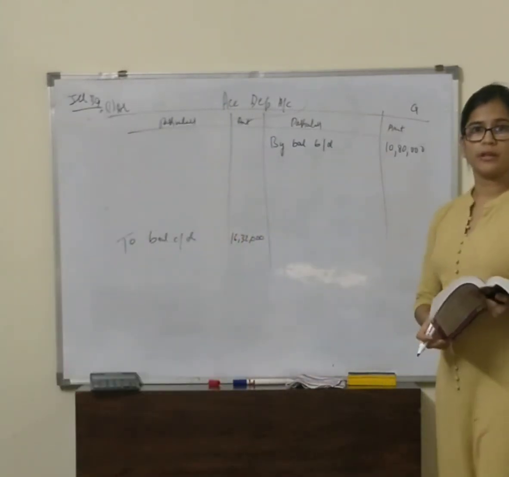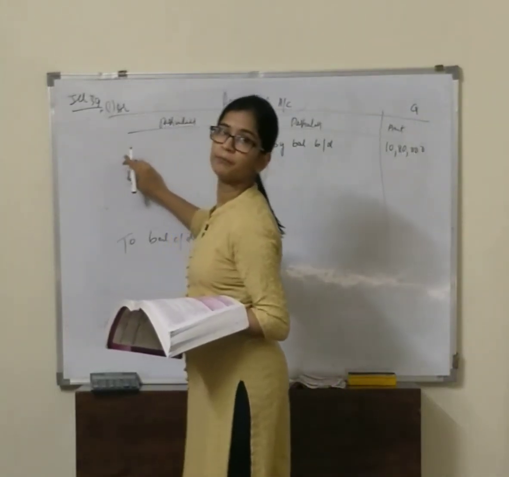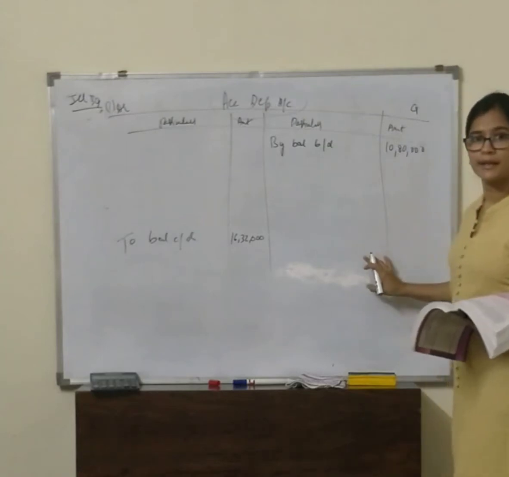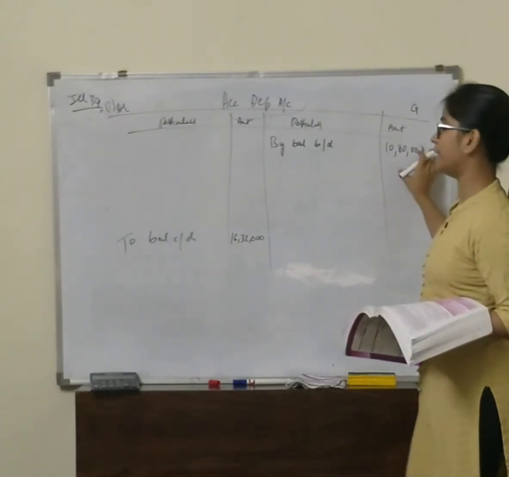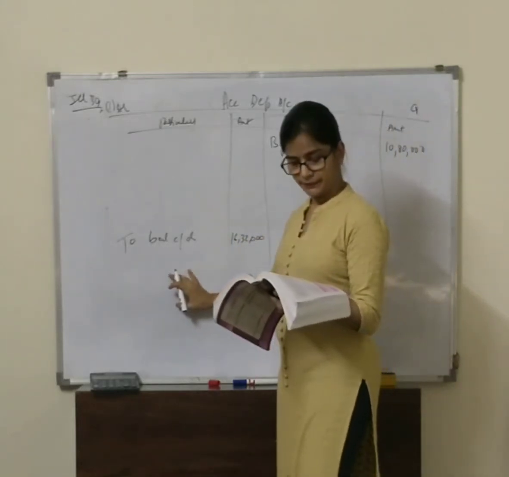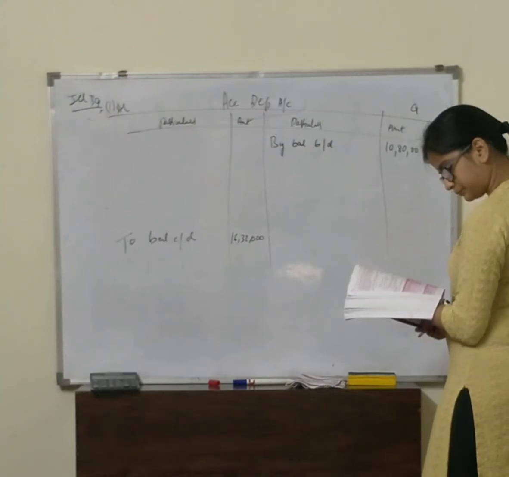Whenever we prepare a particular asset account, the balance which will be brought down will be on our debit side and a closing balance will be on our credit side. But in case of liability, whatever balance we are bringing down will be on a credit side and the closing balance will be on a debit side.